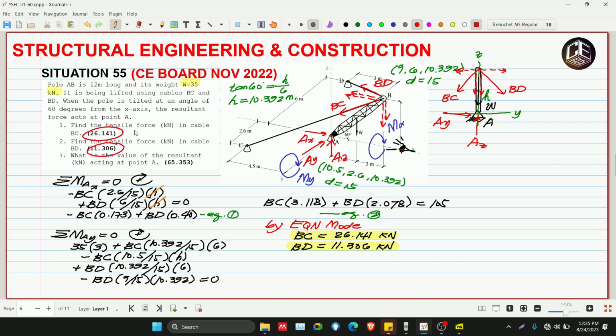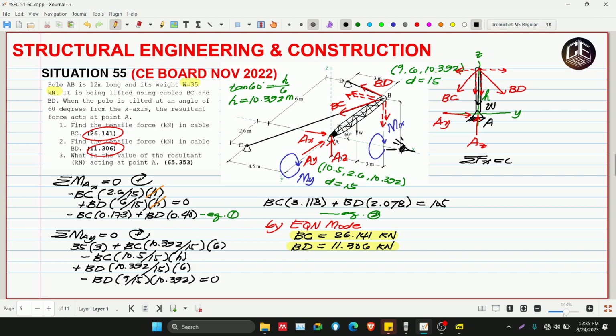Yan. Last is the value of the resultant. Okay? Acting at point A. So, madali lang to. Ang gagawin lang natin dito is, kukunin natin yung ating reaction para sa A in terms of Z, X, and Y. And then, kunin natin yung resultant force ng tatlong yun. Diba? So, ganun lang siya kasimple. Paano? Since ang ating unknown na lamang rito na reaction ay sa A, pwede tayong mag-summation of forces along X, Y, and Z.